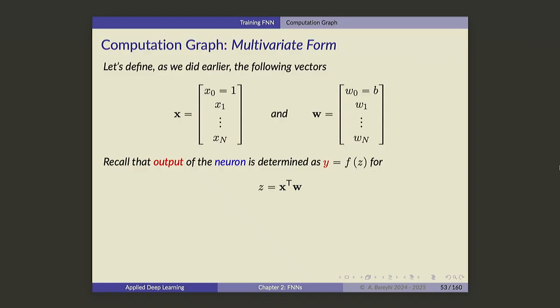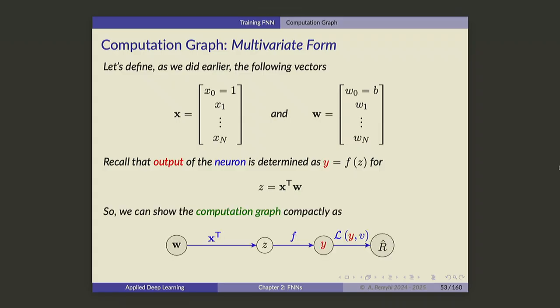It's again a function of w. It's a scalar function of a vector. When you want to take the derivative, you have the gradient, right? And now you can compactly show it in this form. So this vector of weights goes through this function, which is changing one vector to one scalar. This scalar goes through another function, giving us a new scalar.